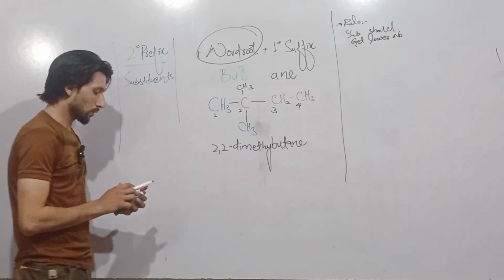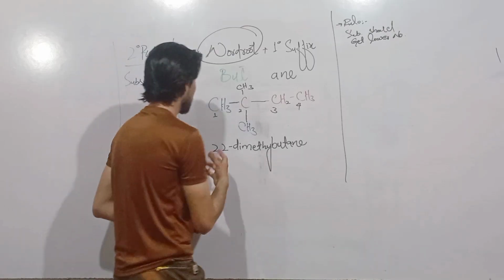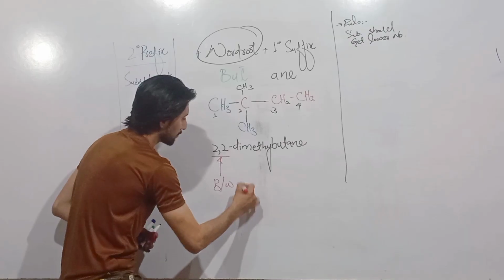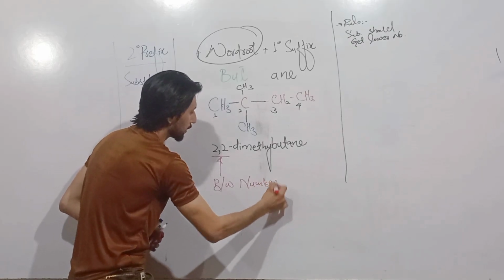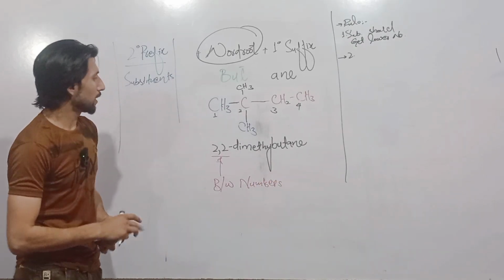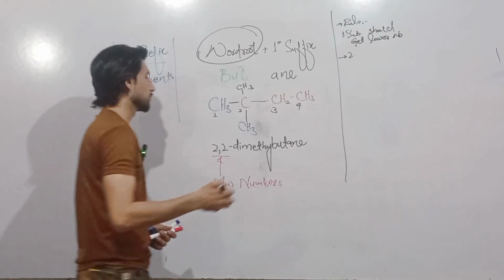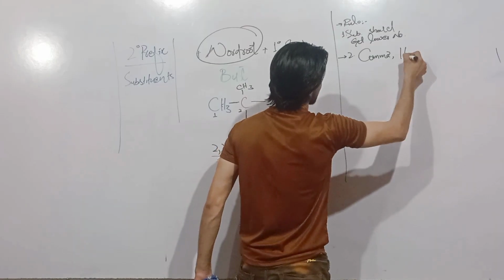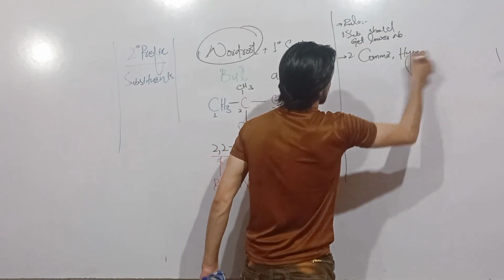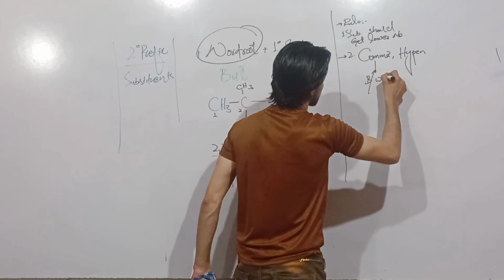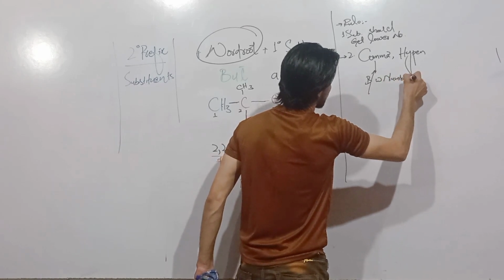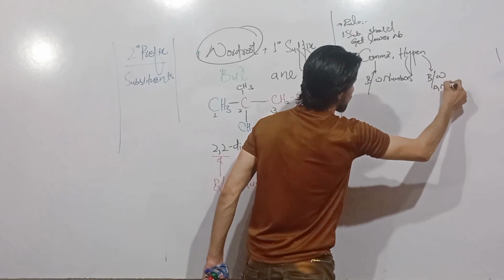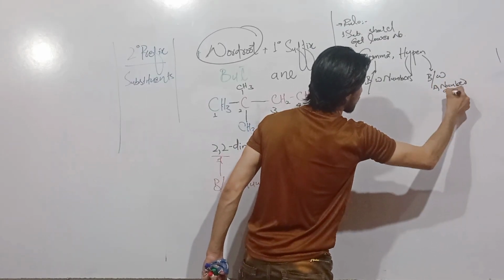Okay, so we learned about the comma. Comma is put between numbers. What are the punctuations of IUPAC? IUPAC punctuations are comma and hyphen. So comma between numbers and hyphen between a number and a word.